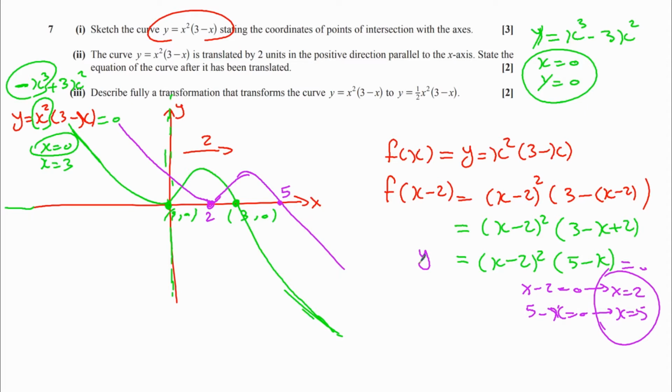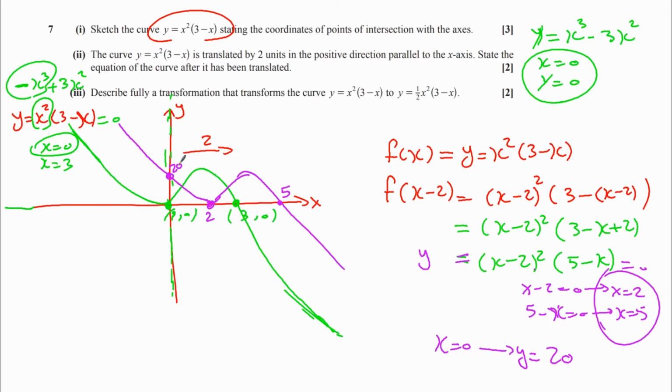Now, if I make x equals 0, then y would be, if I put x equals 0 in here, minus 2 squared, which is 4, times 5, which is 20. So my intersection here would be the point 20. And as I said, this is not to scale, but this is to show you that we can check the answer and make sure that what we have is consistent in all aspects.